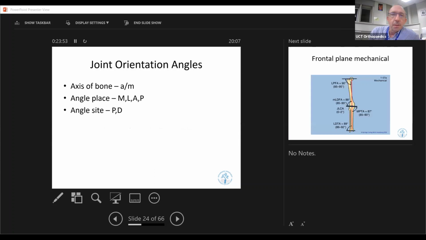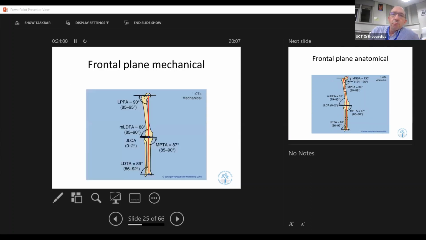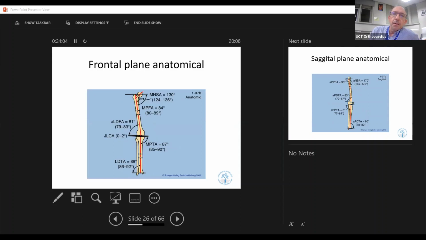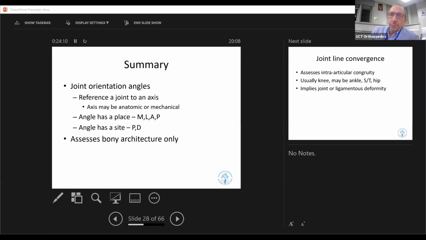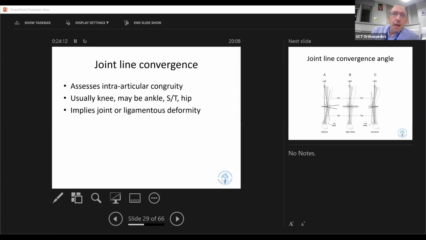So I'm going to once again rush through this a little bit. Your frontal plane mechanical and frontal plane anatomic have specific normals, and I'm not once again going to dwell on it. And then very briefly, a joint line convergence is going to look at, and I spoke a little bit about this briefly earlier, about intra-articular congruity.